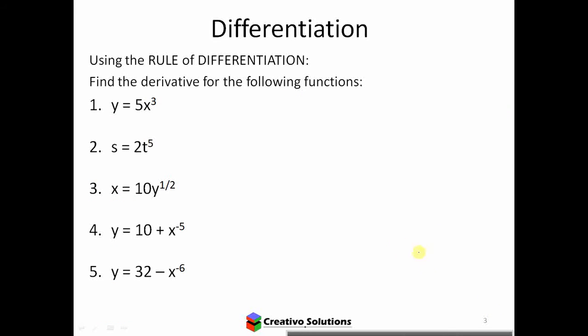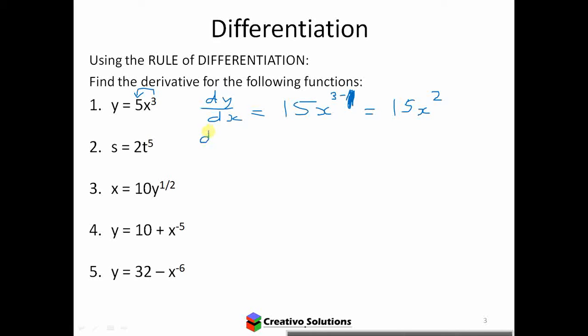What happens now if you have a number in front of it? Same thing applies. You multiply the 3 by the 5. So dy over dx is going to be 15x to the 3 minus 1. Sorry, I don't know why I wrote a 2 there. It's minus 1, because the answer is a 2, I think that's why.